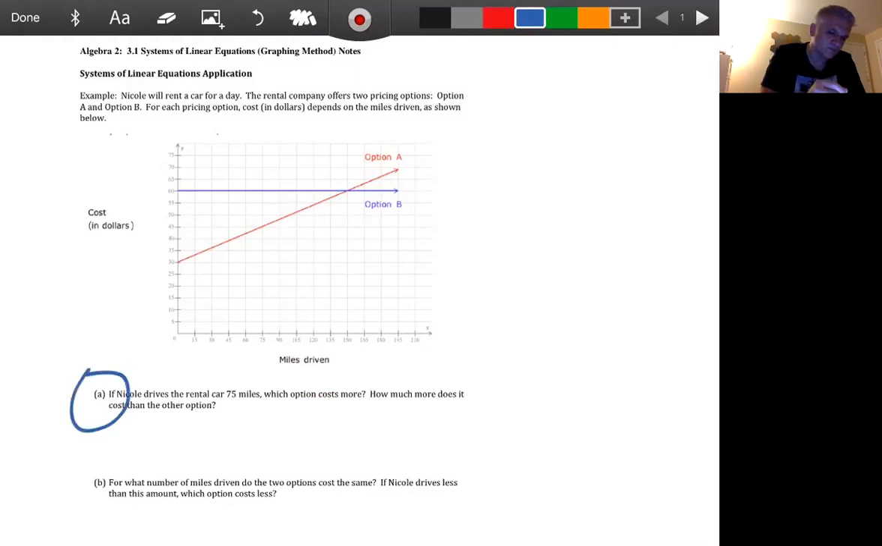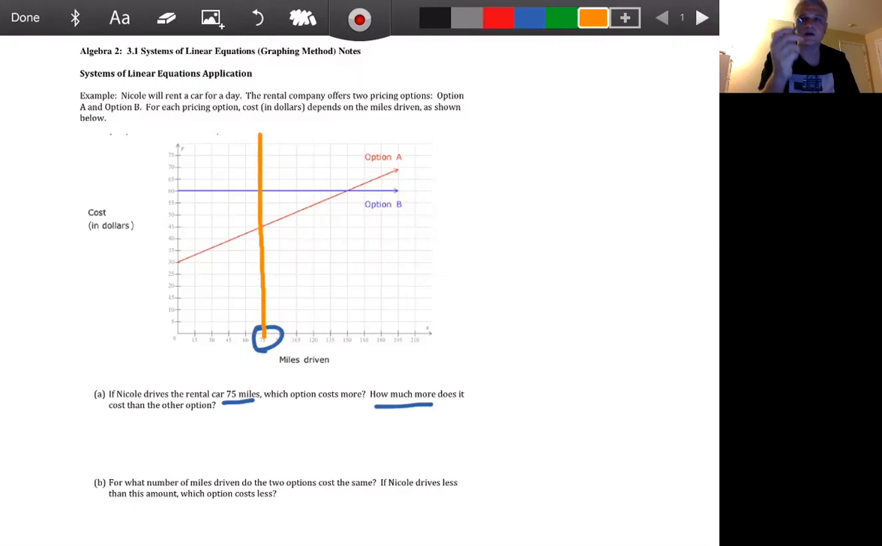So A says, if Nicole drives the rental car 75 miles, which option costs more and how much more does it cost than the other option? Okay, so let's look at 75 right here. And let's go, different color here. Let's go up the grid line. Okay, so let's try it again. See if I can go a little bit straighter. Not bad, not bad at all. Okay, so that's 75 miles.